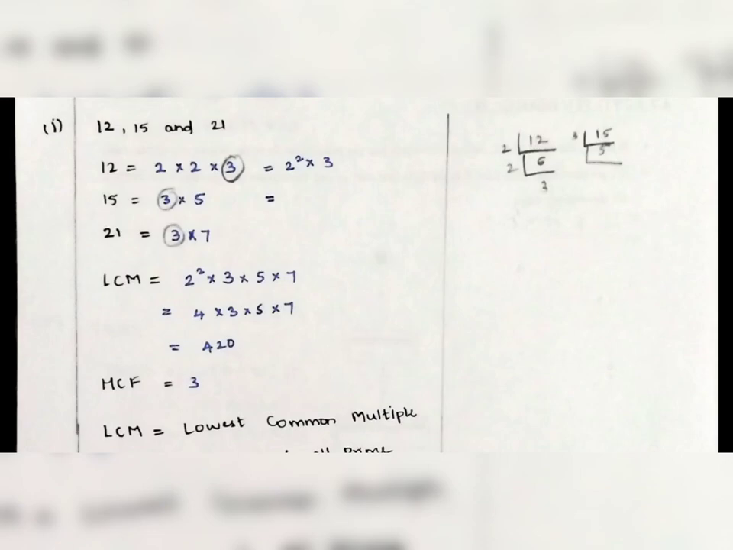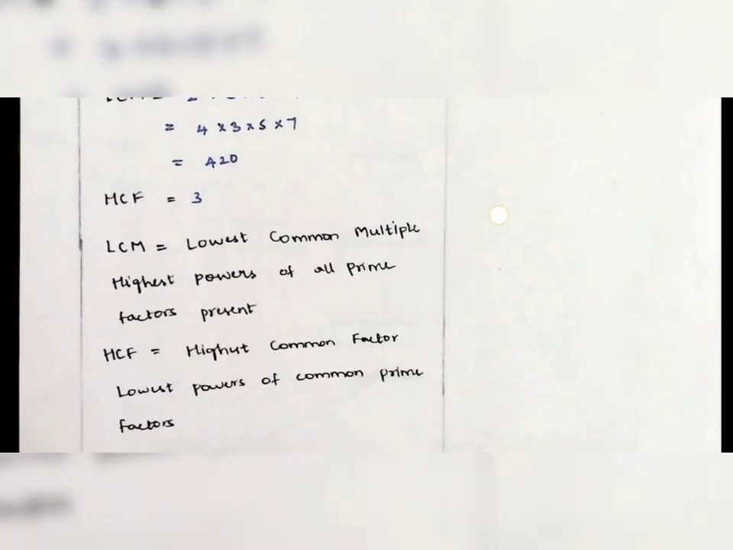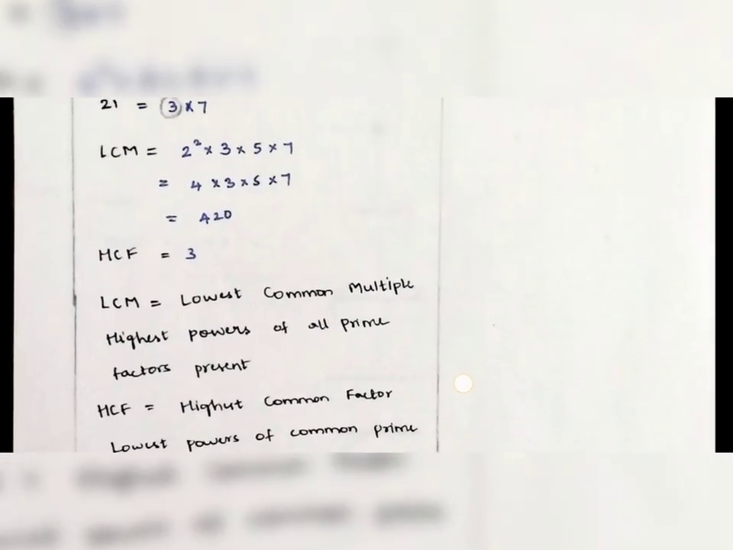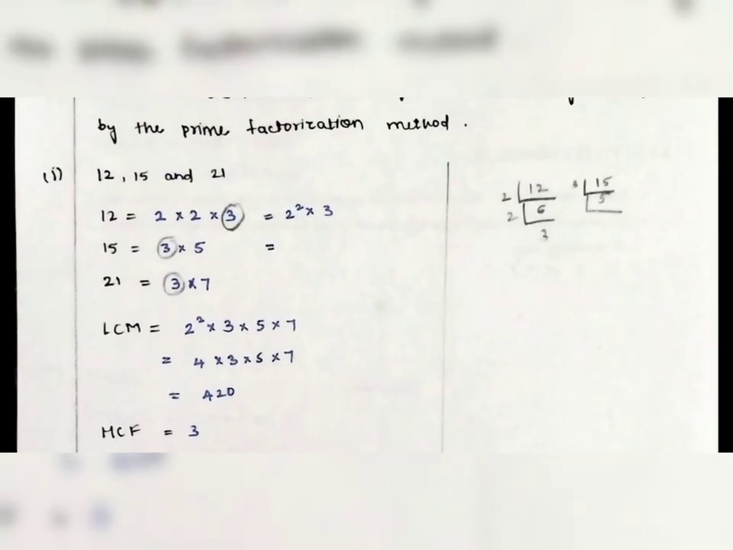And HCF means what? Highest common factor. Lowest powers of common prime factors. In 12, 15 and 21 the common factor is 3. So lowest power means 3 power 1 is the lowest power. So the highest common factor is 3 among all these numbers.